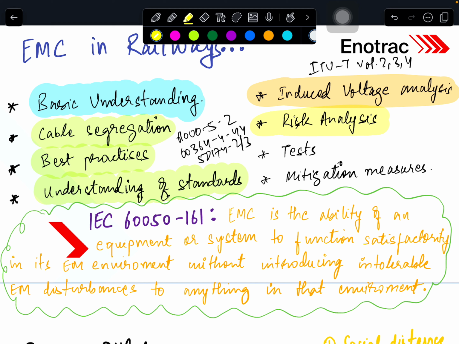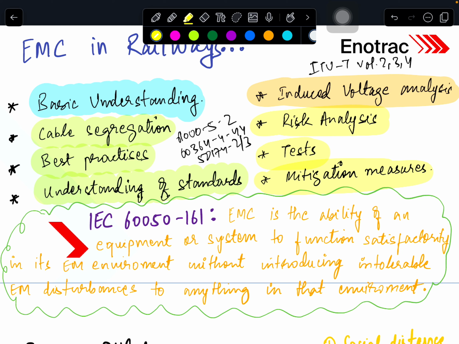Then we'll be talking about the tests, what are the tests required to be done for EMC as per the required standards, and also at the end we'll be talking about all the mitigation measures that have to be taken in order to mitigate the risk.